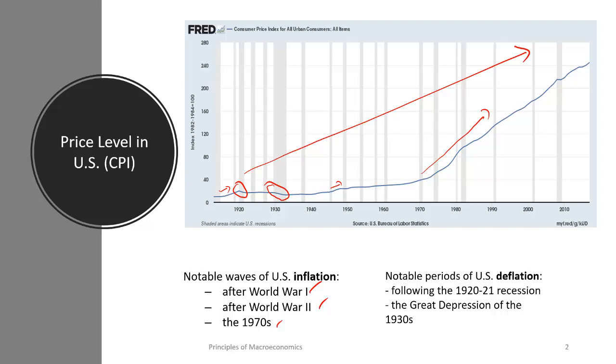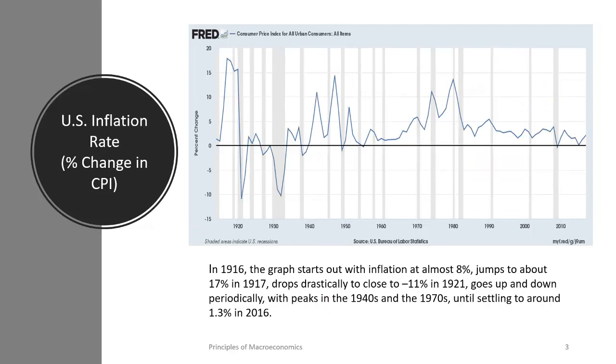Price level is one thing. What we are also interested in is the percentage change in price, which is called inflation rate. And here is the US inflation rate. In 1916, when the data is available, the graph starts out with inflation at almost 8%. It jumps to about 17% in 1917, which was extremely high inflation. It dropped drastically to close to minus 11% around this time, which was also a recession year.